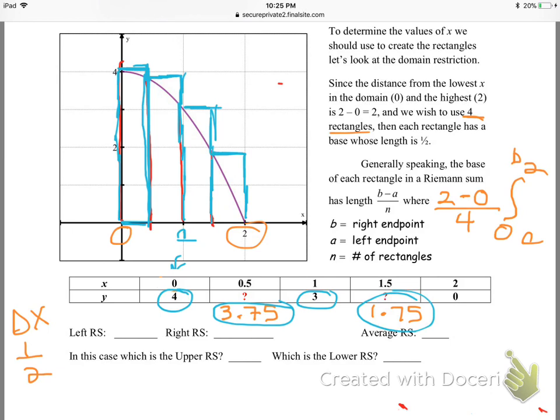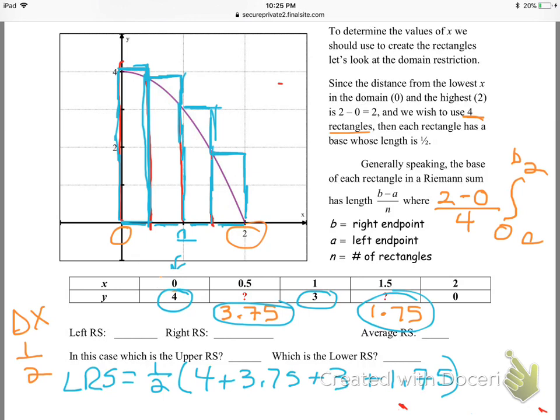So let's do it a little fancier now. Since you know that every single one of these delta x's is 0.5, or 1/2, let's say left Riemann sum, and factor out the 1/2, and then add up 4 plus 3.75 plus 3 plus 1.75. Add those numbers up, multiply by 1/2, and we should get a left Riemann sum of 6.25.